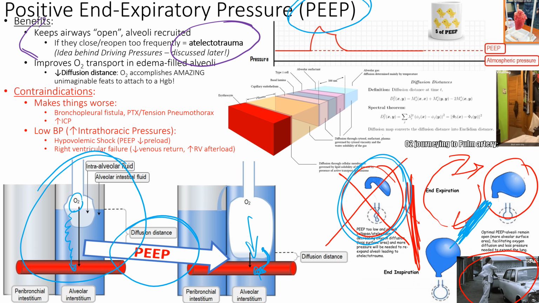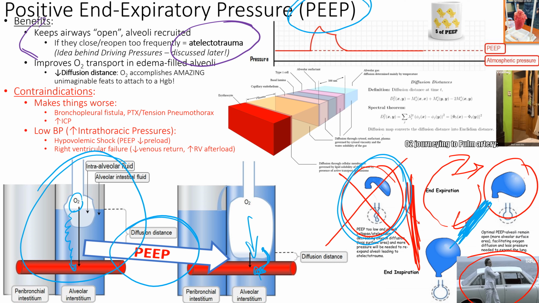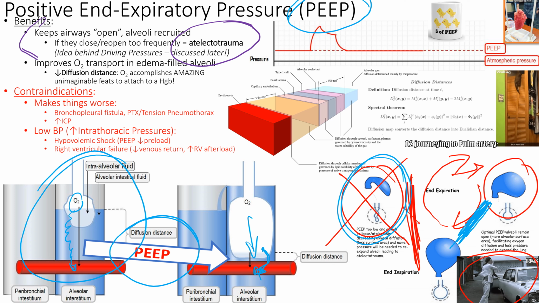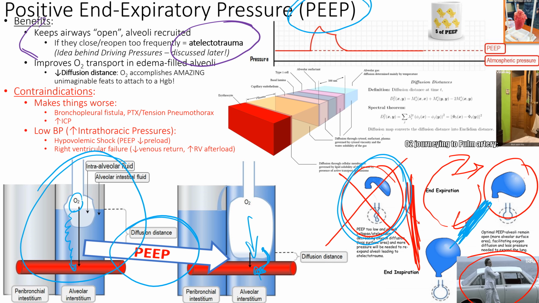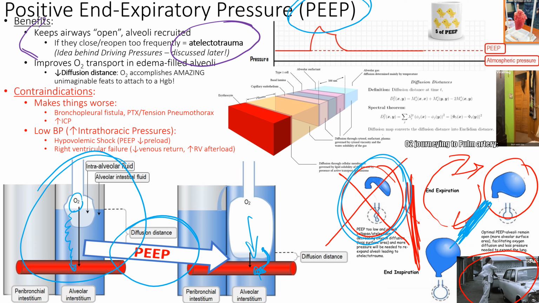PEEP and tidal volume, right? FiO2 is just gas. It's not going to provide extra pressure. Okay, so yeah, PEEP and tidal volume are two things that we have to monitor, and in ARDS it becomes much more important to make sure that it is adequate, that it is not causing more problems.